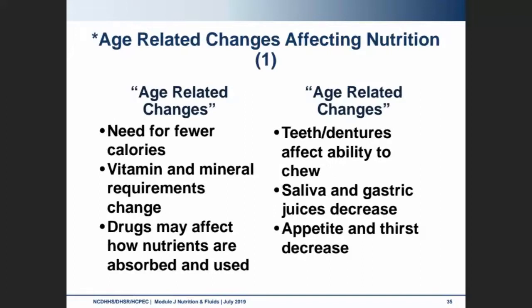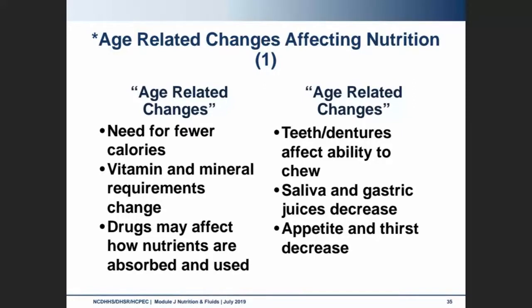Now let's talk about some age-related changes that actually affect our nutrition. Because as we age, we actually need fewer calories. And our vitamin and mineral requirements change. Teeth and dentures could affect our ability to chew. Our saliva, gastric juices, appetite, and thirst all decrease as we age. So it's still important for us to get in enough fluid and food, but people might not feel as thirsty, right? Or not feel as hungry. And we don't have to force them to eat until they're stuffed, but we may need to do smaller meals more often, spread it out a little bit to make sure that our patients are getting what they need.